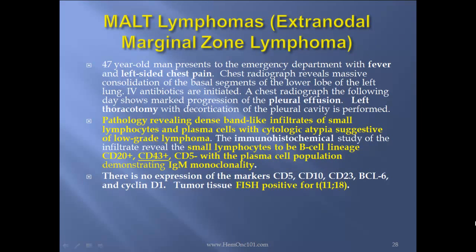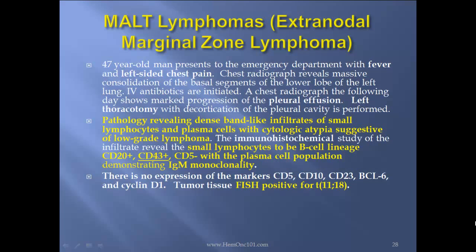MALT lymphomas, extranodal marginal zone lymphomas. Case report. 47-year-old man presents to the emergency department with fever, left-sided chest pain. Chest radiograph reveals massive consolidation of the basal segments of the left lower lobe. IV antibiotics are initiated. Chest radiograph the following day shows marked progression of the pleural effusion. Left thoracotomy and decortication are done.